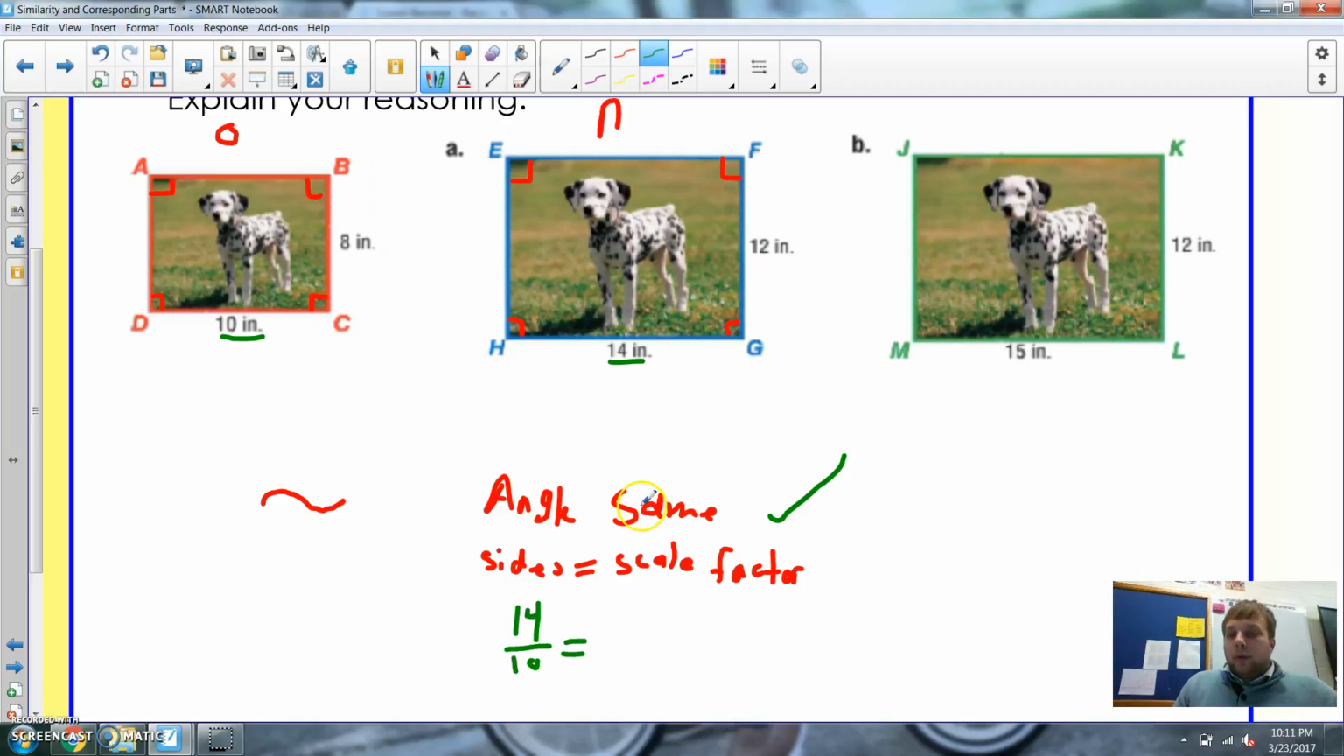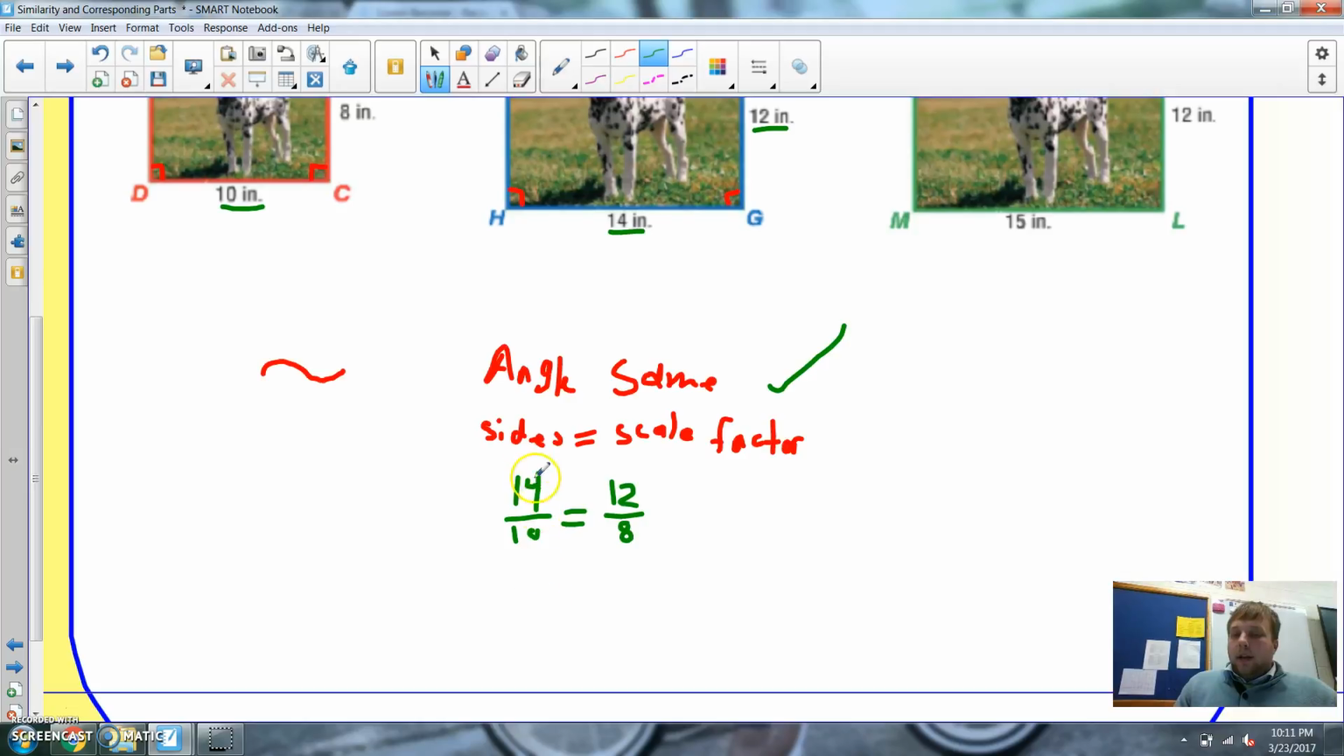Now, that should equal the same scale factor that this side has. So we're going to take this scale factor, which is 12 divided by 8. 14 divided by 10 is 1.4. Is that the same thing? So the scale factor is 1.4. Is it the same thing as 12 over 8? Please write down what you get. Go 12 divided by 8 and tell me what your answer is.